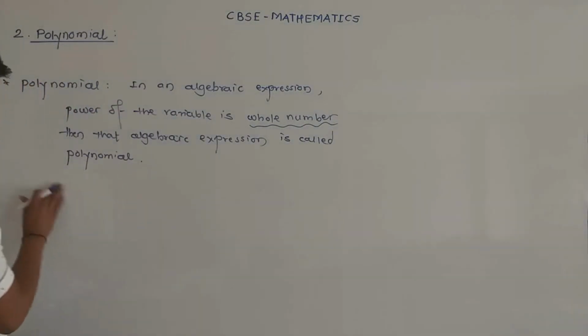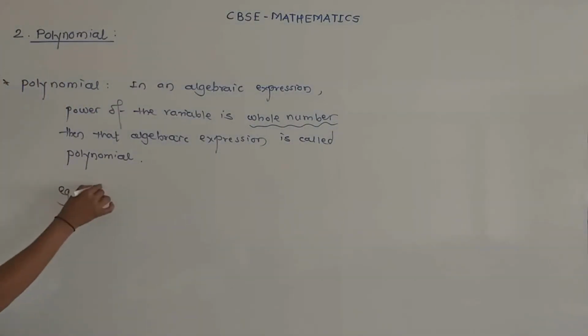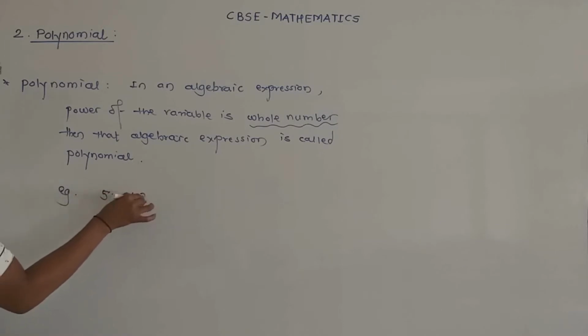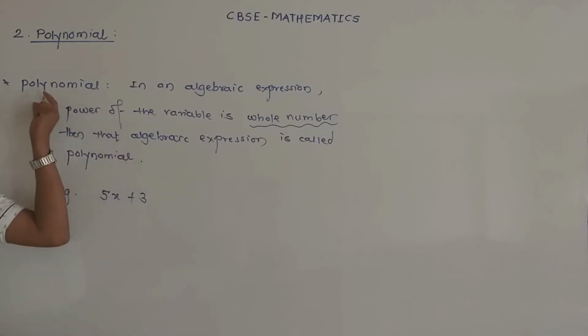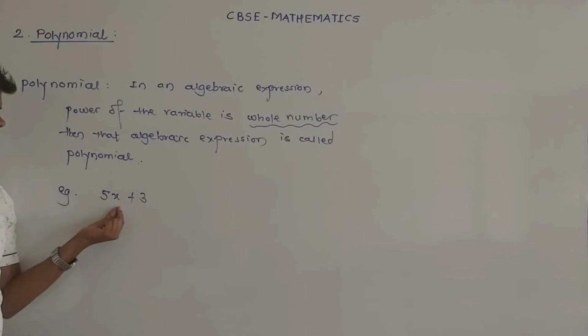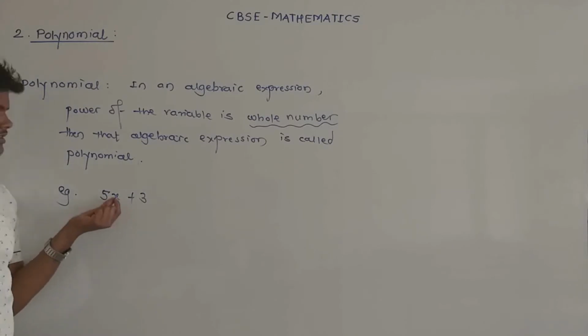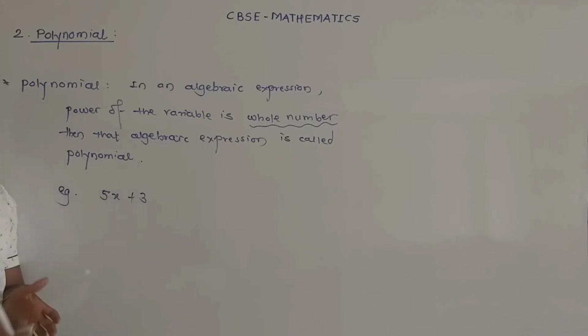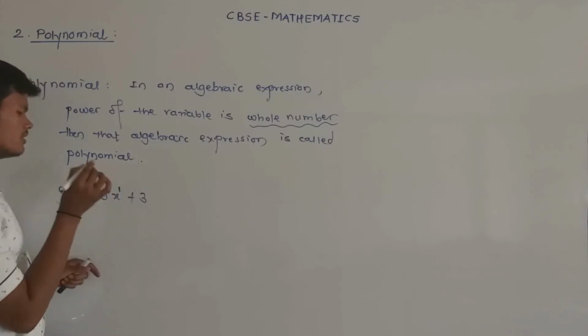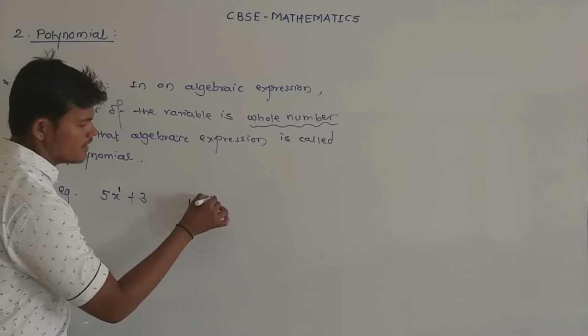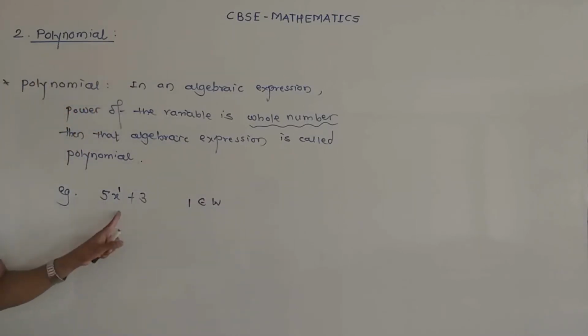For example, 5x plus 3. This is an algebraic expression, and it becomes a polynomial if this algebraic expression contains only one variable, which is x, and if the power of the variable is a whole number, then it is a polynomial. So here the power of x is by default 1, and 1 is included in whole numbers, therefore the given expression is a polynomial.